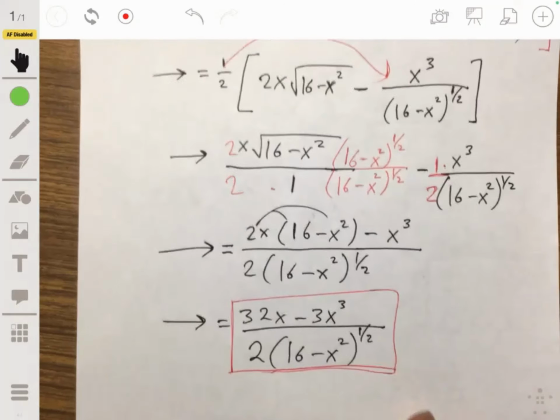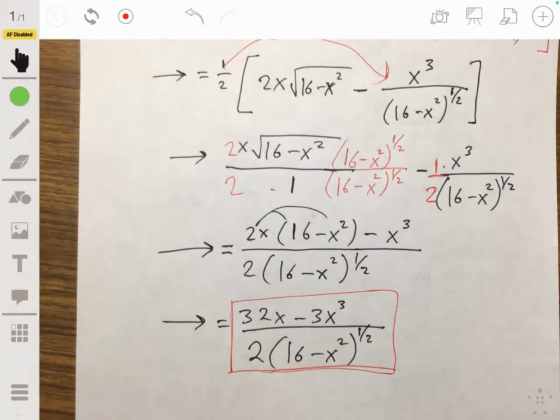And there you go. And you may not have to even go this far in simplifying your answer, but just do the math. All right, so I hope that helps.